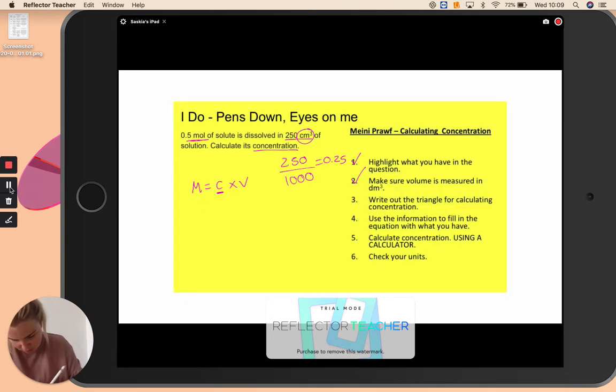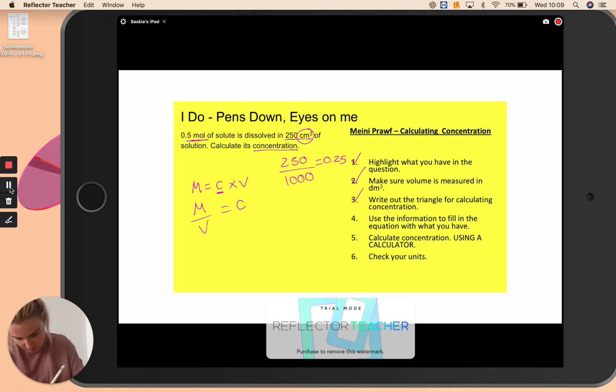So moles divided by volume would give you the concentration. So it's up to you how you want to use it. If you feel more confident using the triangle or you just want to rearrange the equation, it's up to you. Use the information to fill in the equation with what you have.